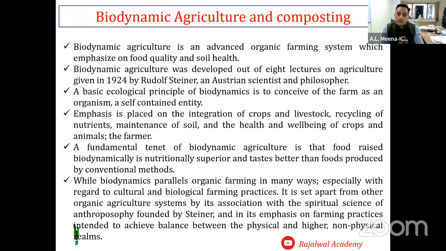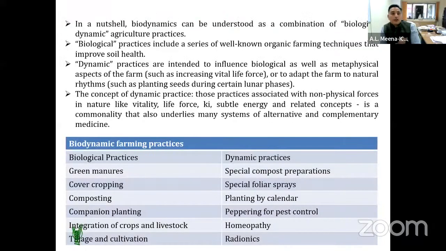While biodynamics parallels organic farming in many ways, especially with regard to cultural and biological practices, it is set apart from other organic agriculture systems by its association with the spiritual science of anthroposophy founded by Steiner, and by its emphasis on farming practices intended to achieve a balance between the physical and higher non-physical realms. The biodynamic farming practices include biological practices: green manures, cover cropping, composting, companion plantings, integration of crops and livestock, tillage and cultivation. These are the practices followed in biodynamic farming.